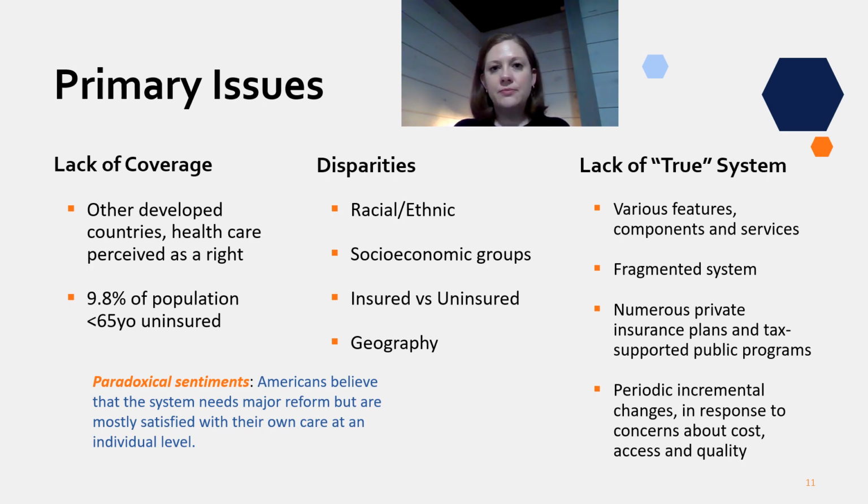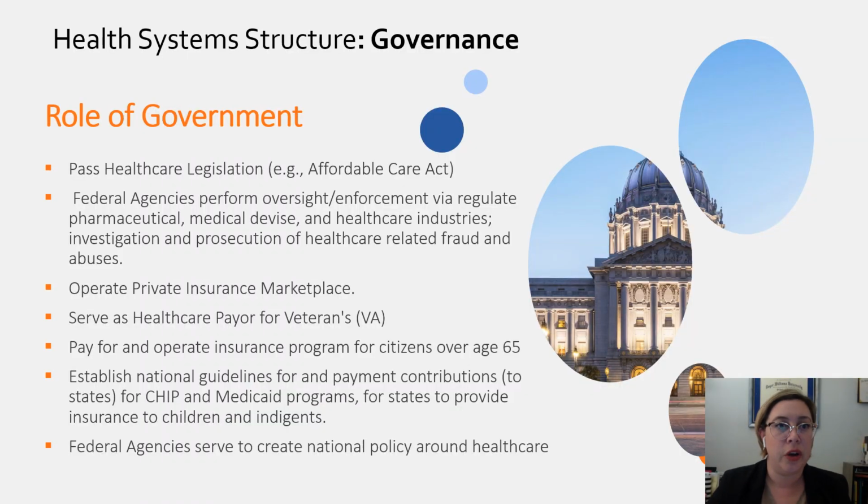So regarding governance, the role of the U.S. federal government in our healthcare system is relatively limited. There are two primary roles. The first major role is that the U.S. federal government, via Congress, is responsible for passing healthcare legislation, like the Affordable Care Act in 2010.